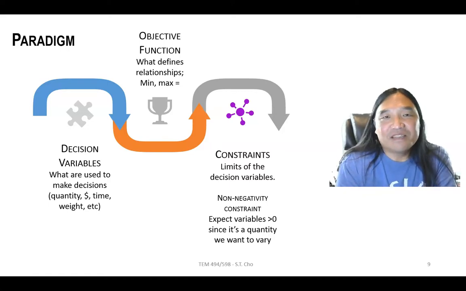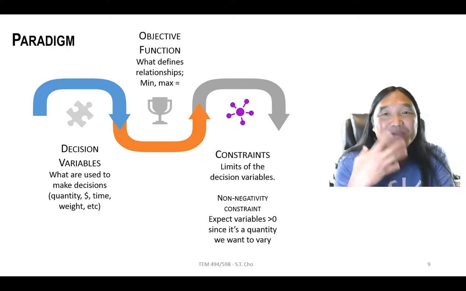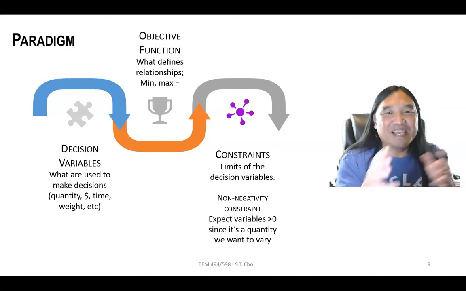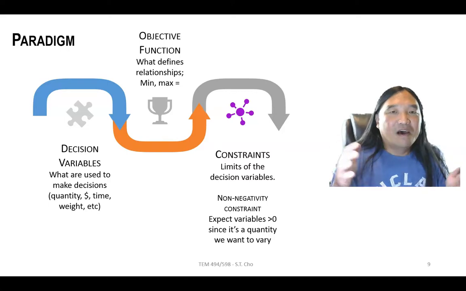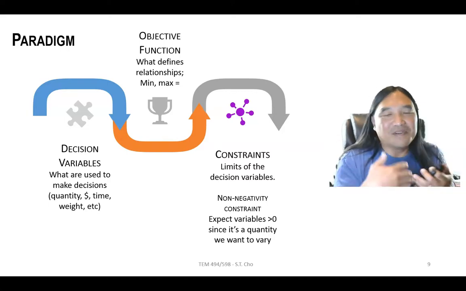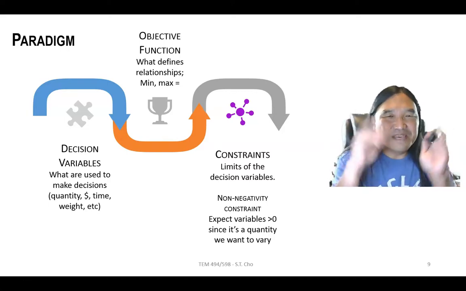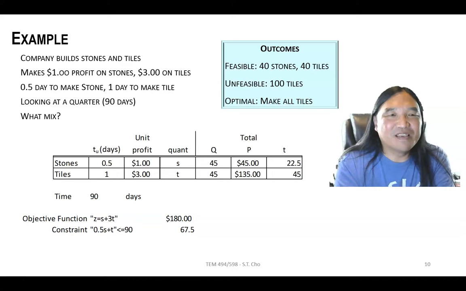And for a lot of these, we have a non-negativity constraint, and that means it's got to be greater than 0. So when you're talking about something physical, no, you can't have a negative amount of steel. Well, I suppose you can. You can owe steel to somebody, but you know what I mean when you're trying to build something.